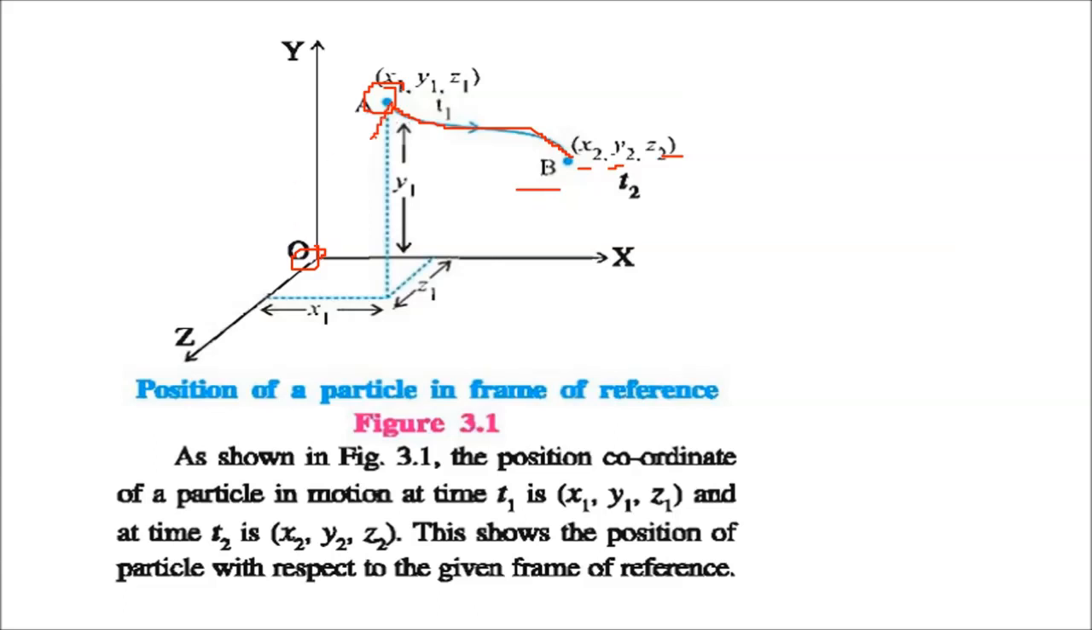So this is from origin, and this is again from origin, right? This is the position of a particle in a frame of reference, which is our x, y, z coordinate. In this scenario, the position coordinate of a particle in motion at time T1 is x1, y1, z1, and at time T2 it is x2, y2, z2. This shows the position of the particle with respect to the given frame of reference, which is your x, y, z coordinate system.